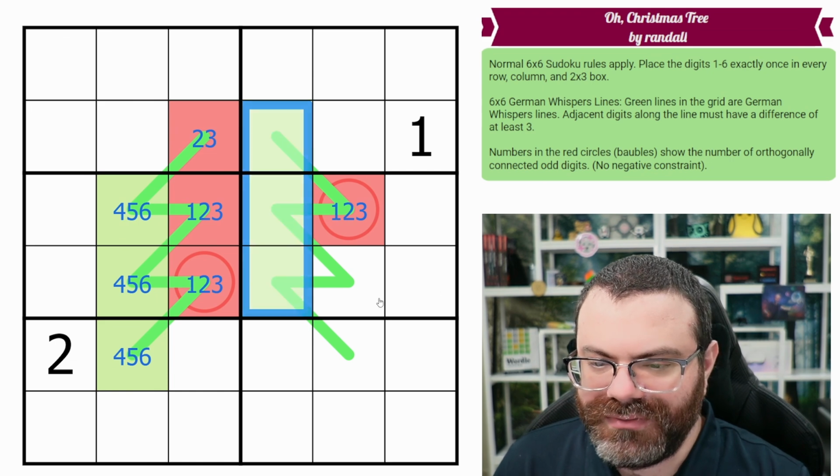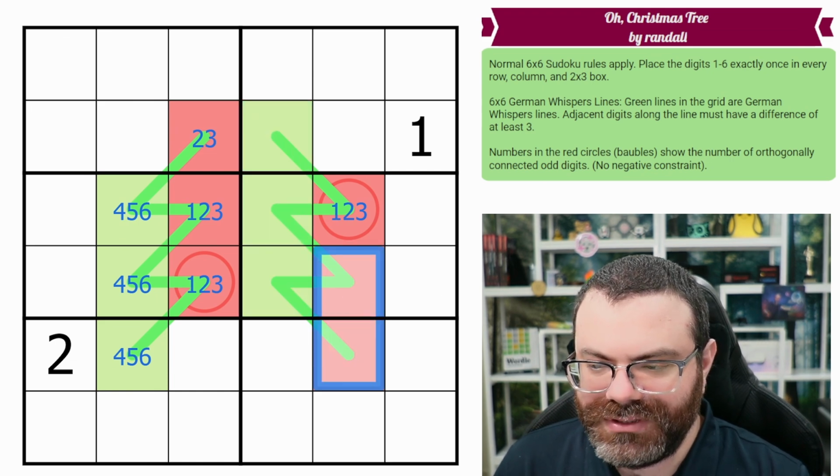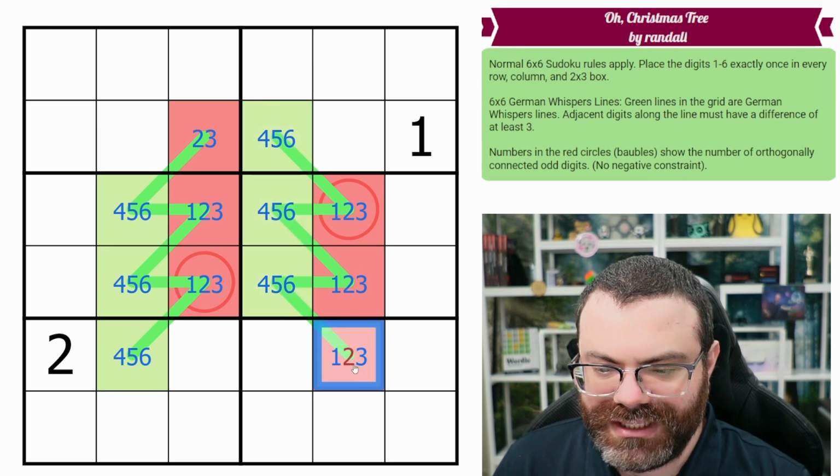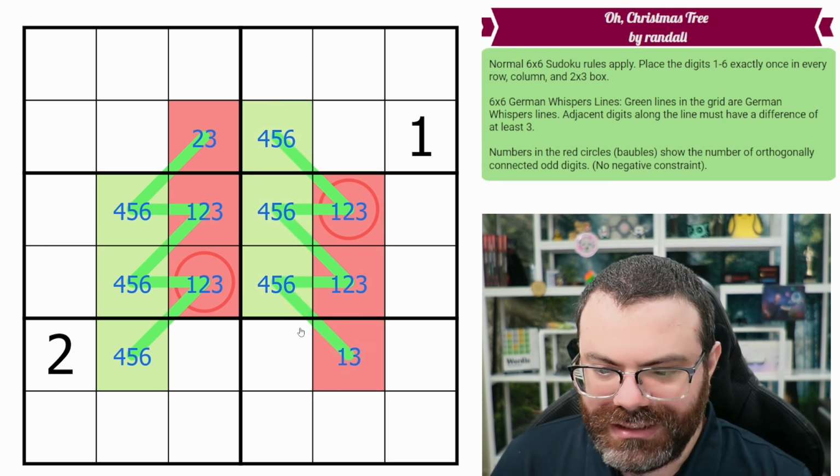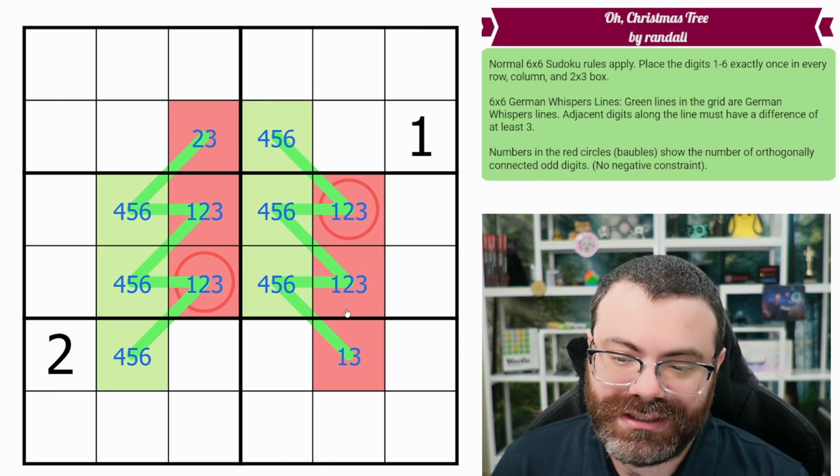And so all of these are green. All of these are red. These are from 1, 2, 3. These are from 4, 5, 6. That's not a 2. All right. So, oh, this is interesting.